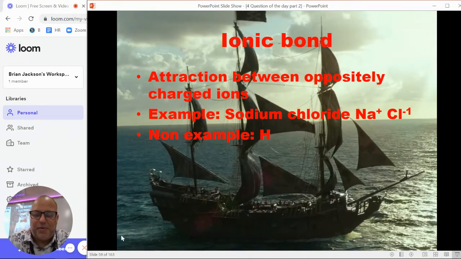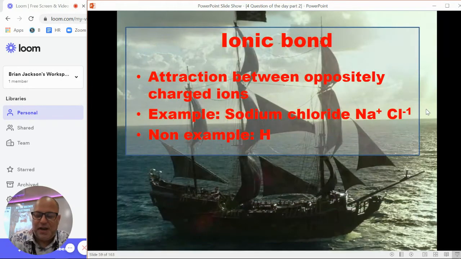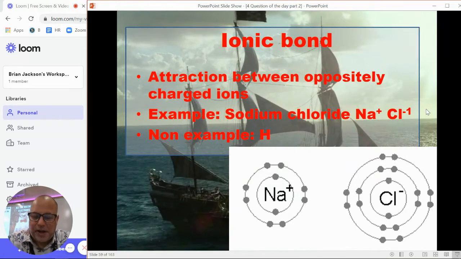So a great example of that could be salt, right? Good old sodium chloride. The sodium atom has lost electrons, so it becomes positively charged. The chlorine atom gains electrons, so it's negatively charged. Kind of like in this short little animation right here.